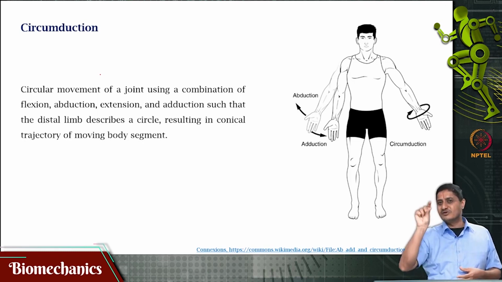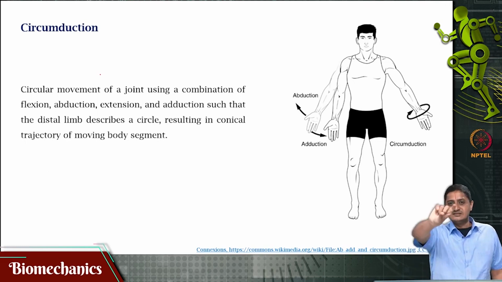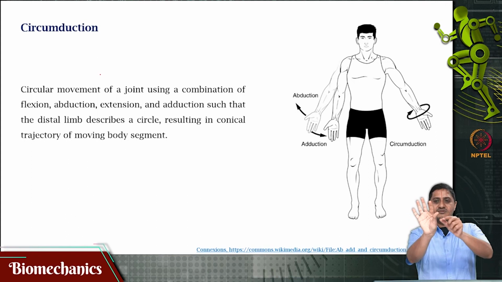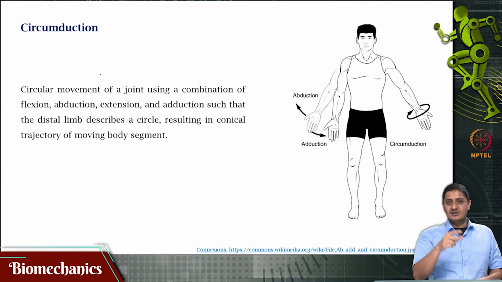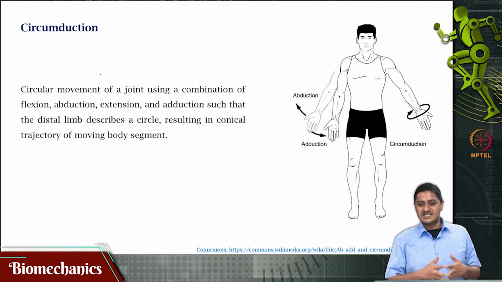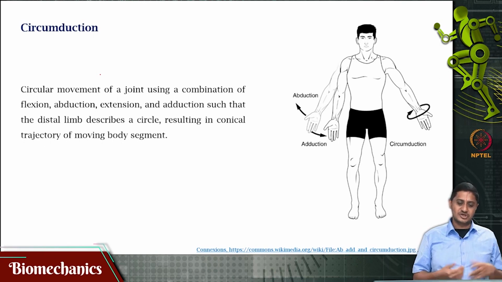If you take the locus of the tip of my thumb and the index finger, it will actually make a circle like this. This is called circumduction. It describes a circle resulting in a conical trajectory. Because these two are connected, essentially I will be making a cone whose base is the circle that I am describing using this movement. This is not a simple movement. This is actually a combination of many movements: flexion, extension, abduction and adduction.